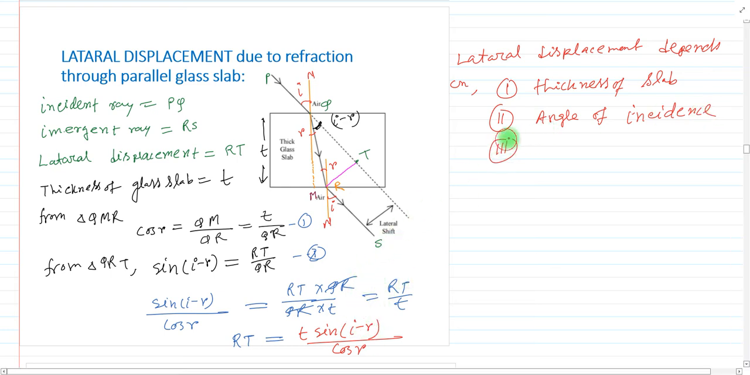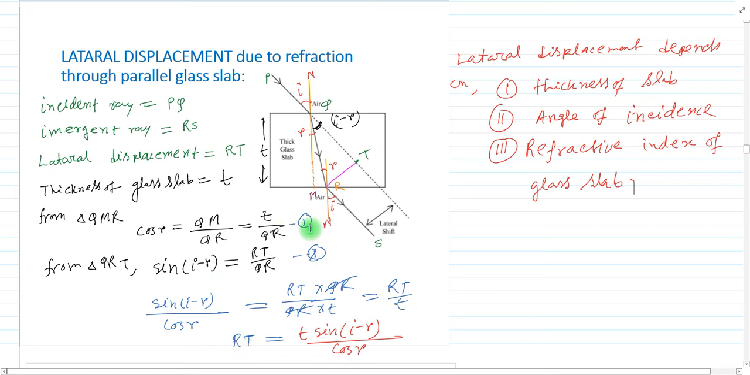So the third point will be refractive index of glass slab. Okay. Lateral displacement depends on these three properties. You have to know these three properties. But if you can remember this proof.